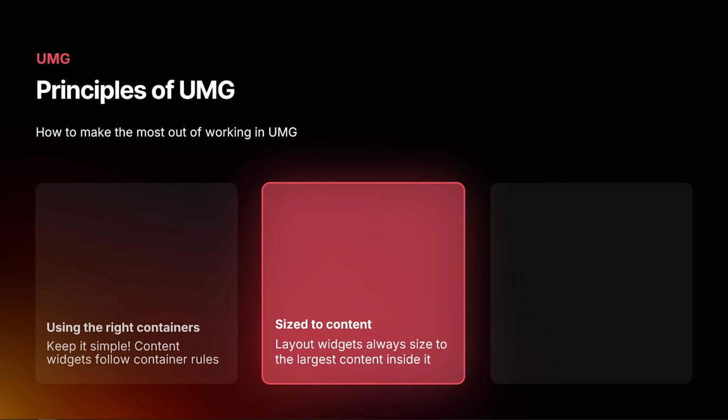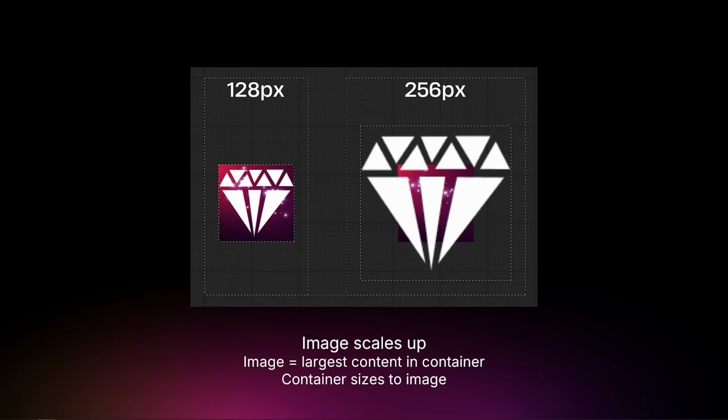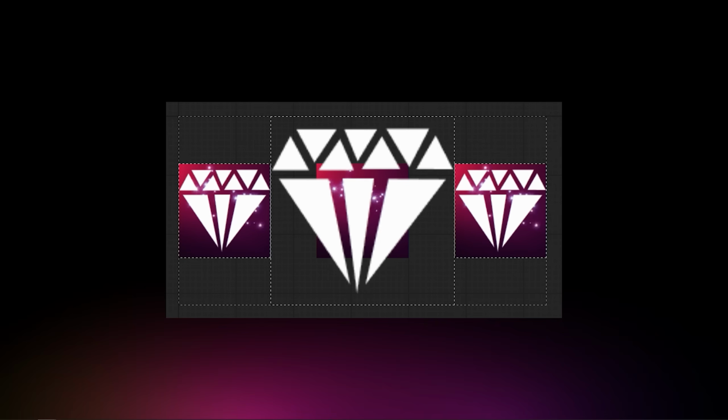The second principle that I like to follow is a really simple one, but also really important to understanding how containers work inside UMG, in that your layout widgets will always size to what's the largest content inside of it. So in this scenario, I have 2 diamond thingies, right? One's at 128 pixels, the other is double its size. As I scaled my image up, we can see that the container also scaled up as a result, right? And in isolation, this can look fine, like that's a really simple concept to understand, right? Now, what happens if I put it with other widgets like this?